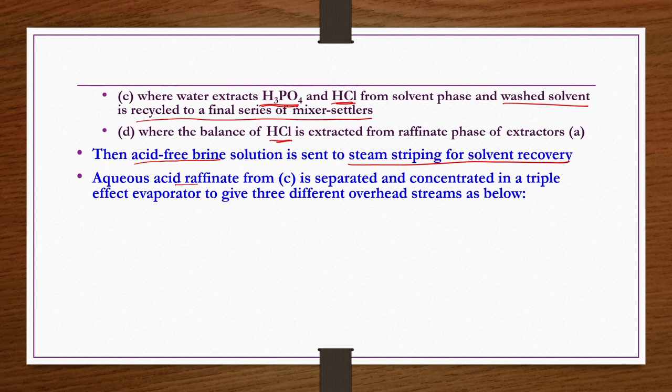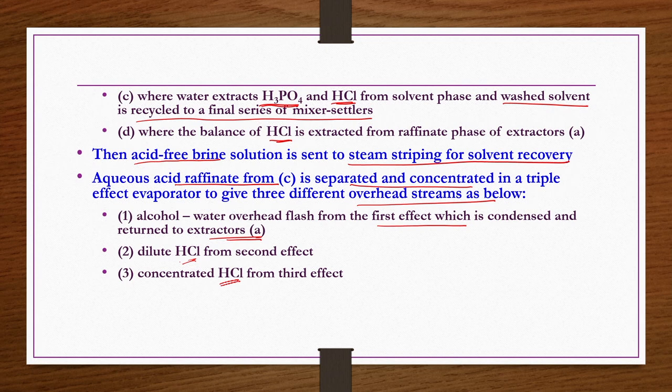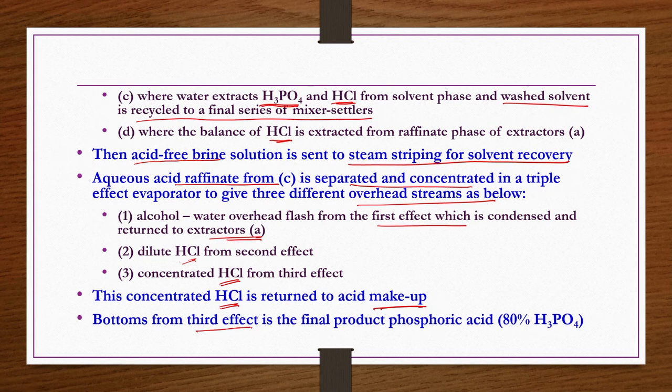Aqueous acid raffinate from C is separated and concentrated in a triple effect evaporator to give three different overhead streams as below. First, alcohol water overhead flash from the first effect, which is condensed and returned to the extractors A. Dilute HCl from the second effect, and then concentrated HCl from the third effect, and this concentrated HCl is returned to acid makeup. Bottoms from the third effect is the final product, which is nothing but phosphoric acid, 80% purity.